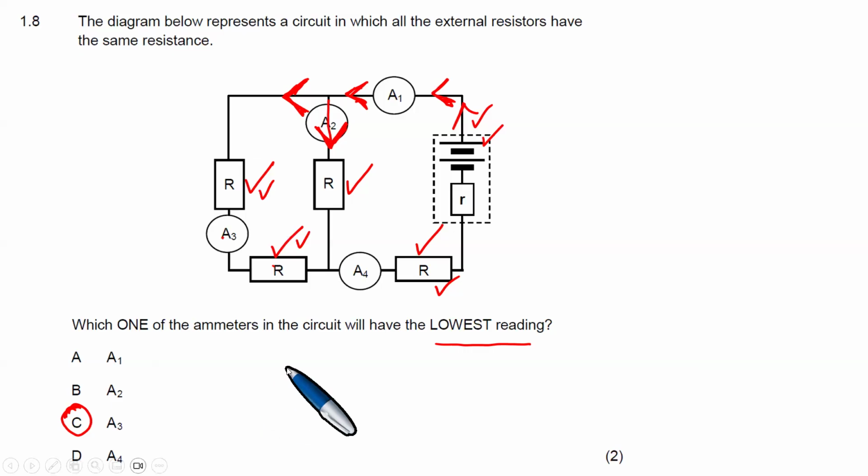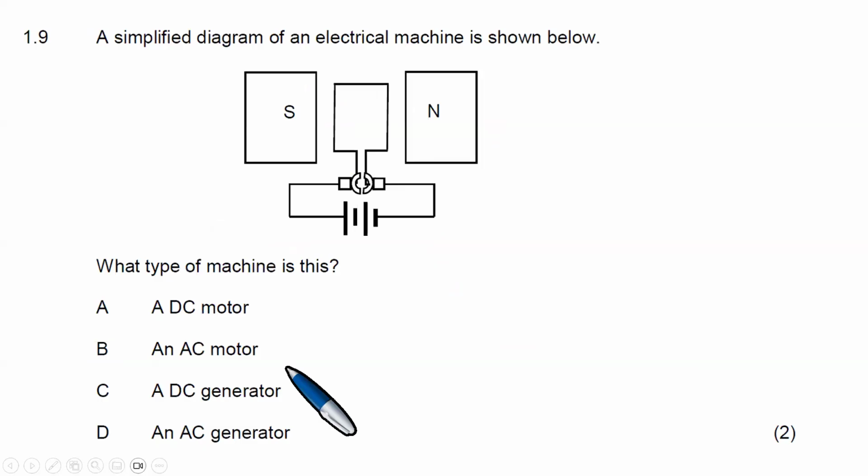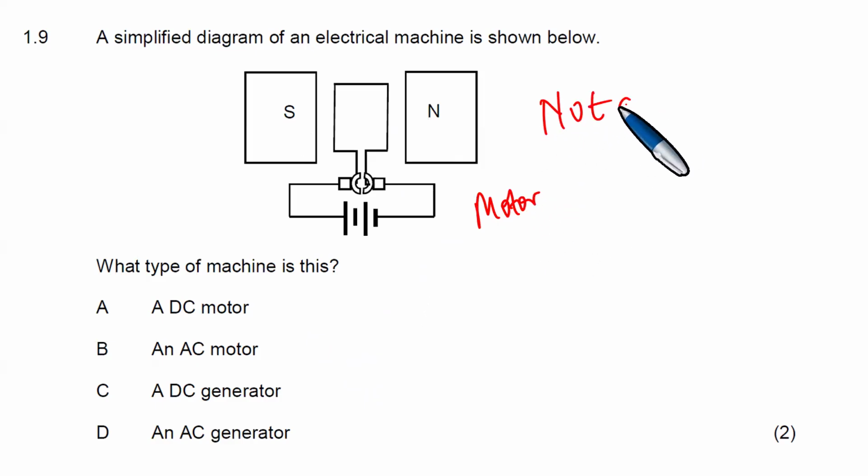1.9. A simplified diagram of an electrical machine is shown below, where you have the south pole, the north pole, and you have a power source. And there, obviously, the presence of the power source means that what we're dealing with here is actually a motor, and it's not a generator.